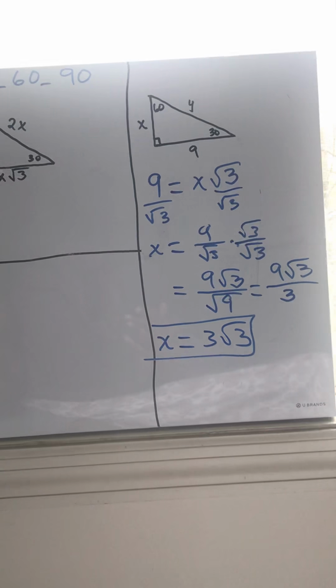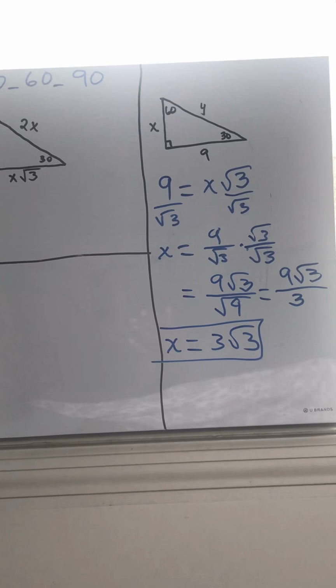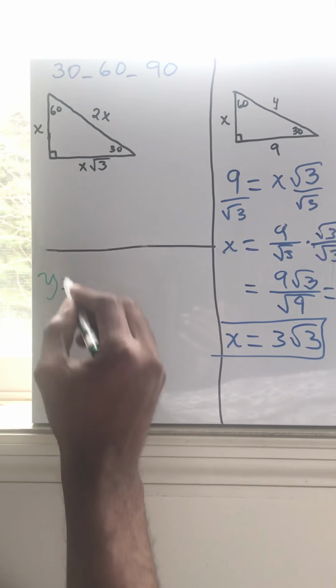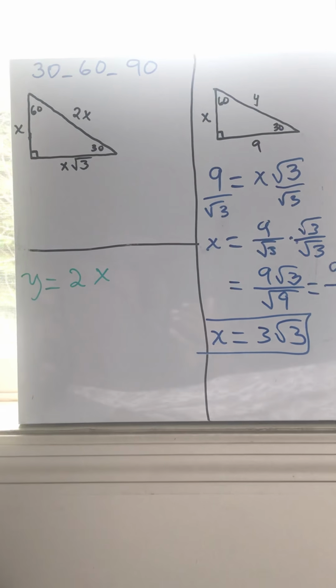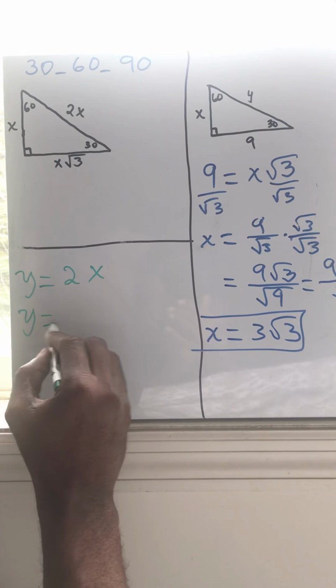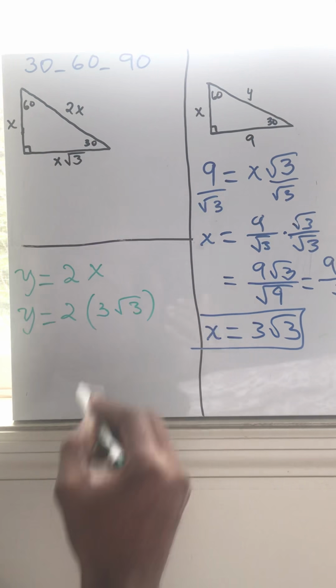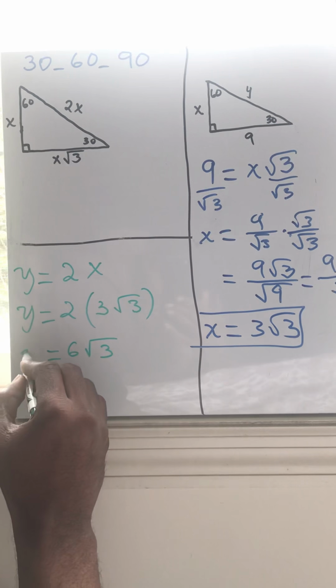Now I found x. Now I want to find the hypotenuse. For the hypotenuse, you take the short leg and double it. That's how we find the hypotenuse. So y would be equal to 2 times 3 square root of 3. 2 times 3 is 6, so y is 6 square root of 3.